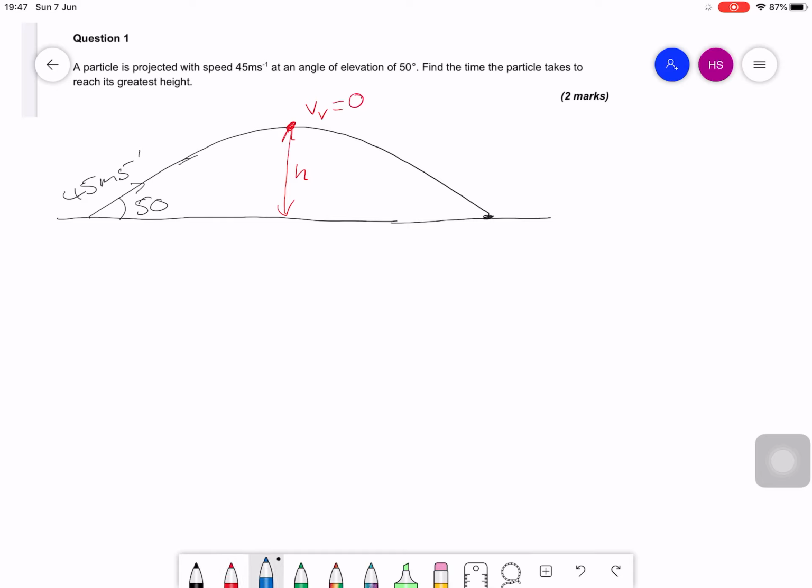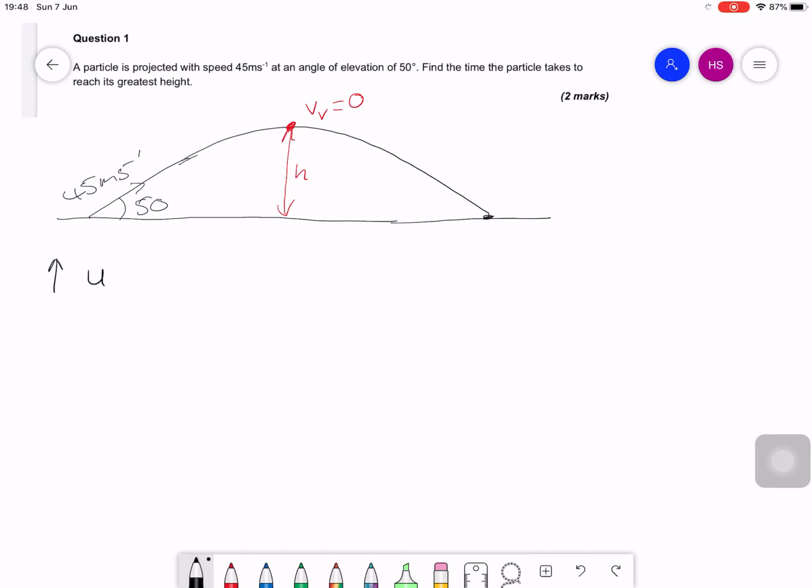So the first half of its journey, it's got a positive vertical velocity. Gravity is slowing it down. At that point, its vertical velocity is 0, and then it's got a negative vertical velocity. Okay, so I need to think about the vertical motion. So I'm going to take up as positive.